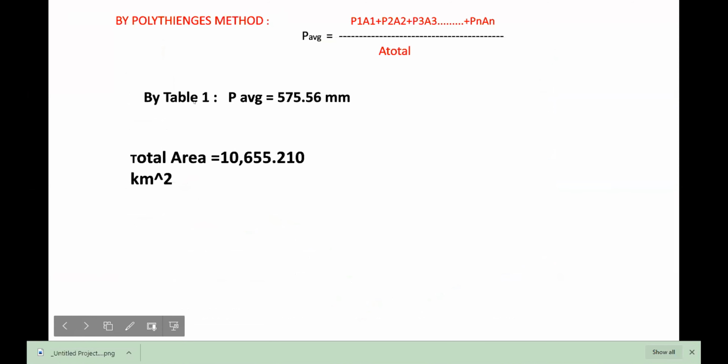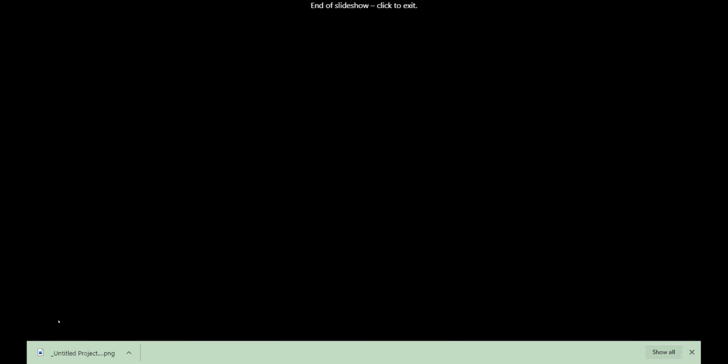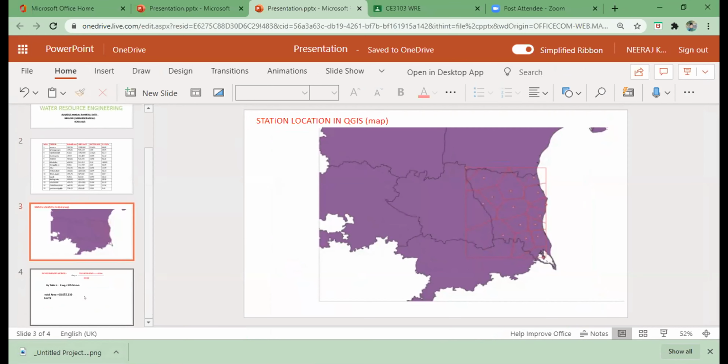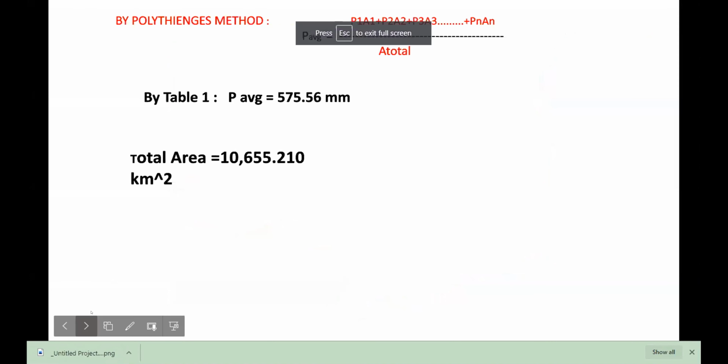So by table 1, by table I found P average for Nellore. Okay. So one second. Thiessen polygon. You've got to get the spelling right. Thiessen. Okay. Just go back to our presentation. You will find the correct spelling of it. Okay. No issues, sir. Can you go to the... I just want to see the last number. 500 and how much was it? 575. Yes, 575 mm. That sounds reasonable for Nellore.